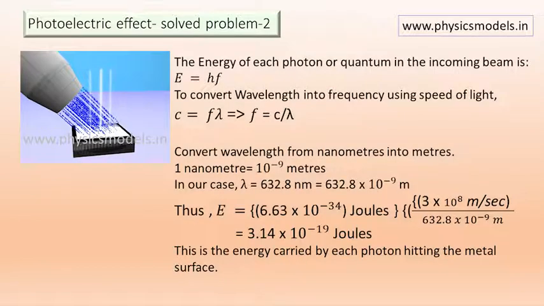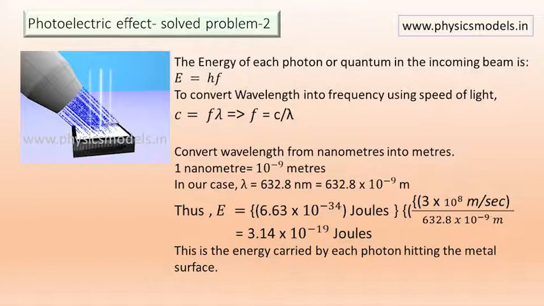The first thing we do when solving a problem in photoelectric effect is to think in terms of energy. So put down the energy of the incoming light beam. E is equal to h into f, where h is Planck's constant and f is the frequency. In the problem, they have given the wavelength, so to find frequency, we will use the speed of light. c is equal to f lambda always.